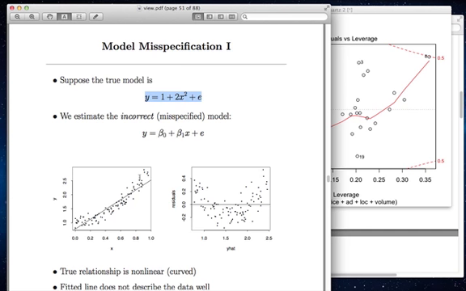Now, suppose that we didn't know that this was a parabola, and we just threw a normal simple linear regression at it, and we've estimated a wrong model. Here the line shows the best linear fit of that parabolic shape, and it's not a really good fit. It's not horrible, but it's not very good either.